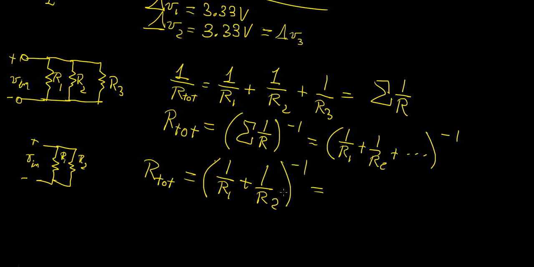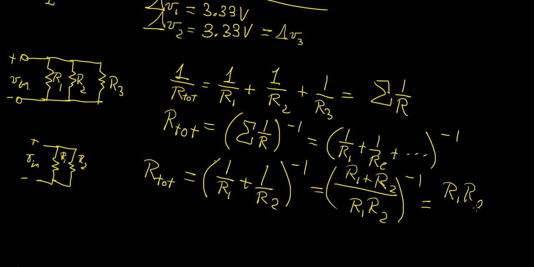Now we can add these two fractions, so we're going to have R1 times R2, and then over here we're going to have R1 plus R2, and all of that to the power of minus 1, which means we're going to flip this over, and that's going to be R1 times R2 divided by R1 plus R2. And this is a very, very important result because it is used very widely.